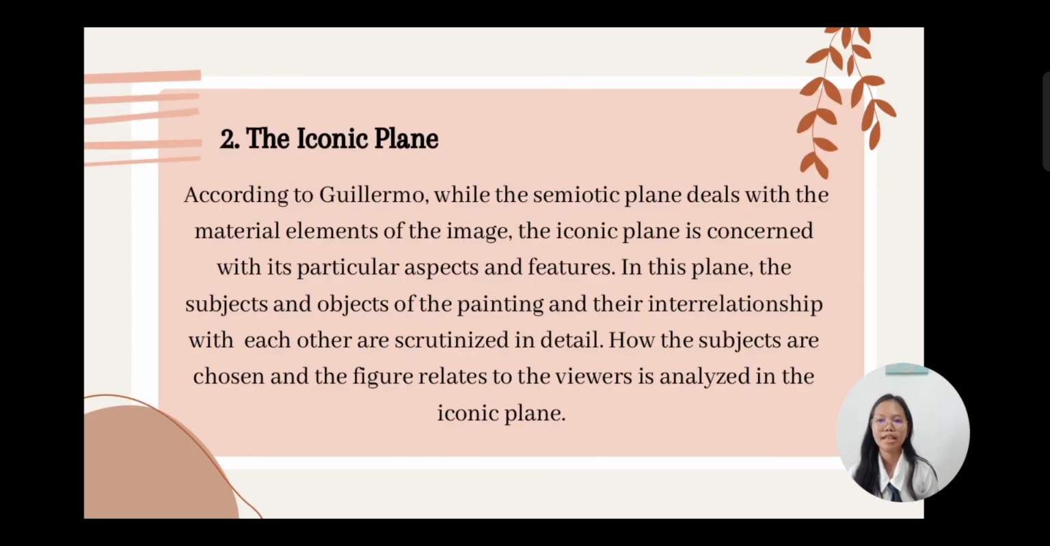So the second plane is the iconic plane. So according to Guillermo, while the semiotic plane deals with the material elements of the image, the material elements being the color and the lines, the iconic plane is concerned with its particular aspects and features. In this plane, the subject and the object of the painting and their interrelationship with each other are scrutinized in detail. How the subject is chosen and how the figure relates to the viewer is analyzed in the iconic plane.